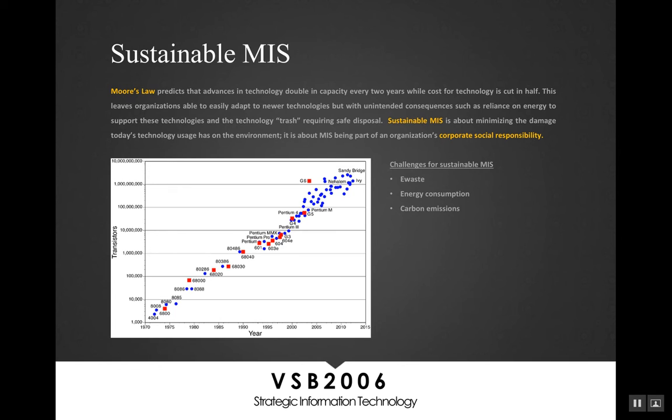So this idea of sustainable MIS is about minimizing the potential damage that energy or technology can have on the environment. This is part of an overall corporate social responsibility of being able to focus on e-waste, energy consumption, and carbon emissions. When companies talk about having a sustainable MIS, it is also about architecting their MIS infrastructure so that it takes these factors into consideration.